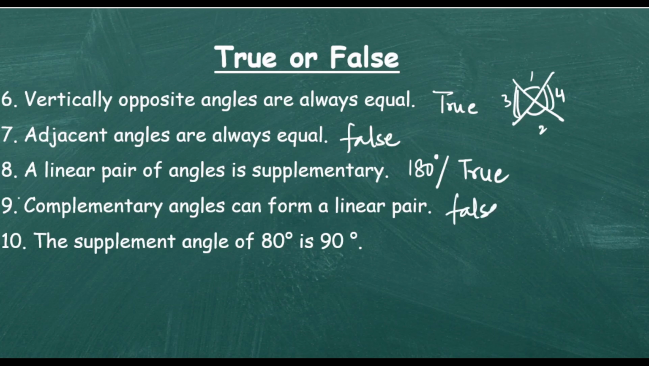Next, complementary angles can form a linear pair. No, linear pair means the sum of the angles should be 180 degrees, but complementary angles are those angles whose sum is 90. So it is contradicting.